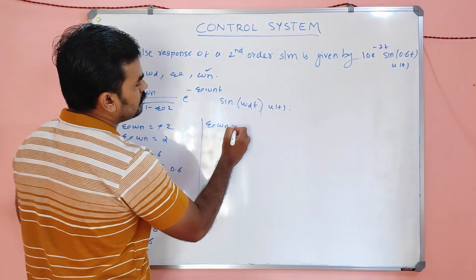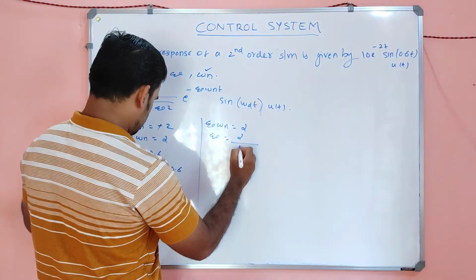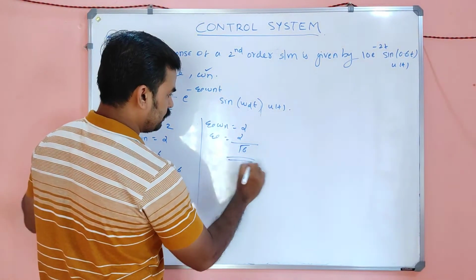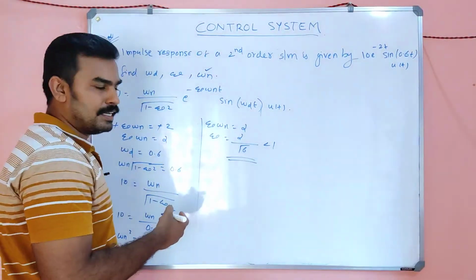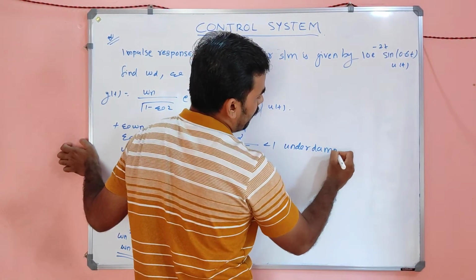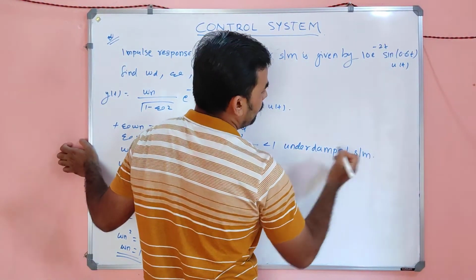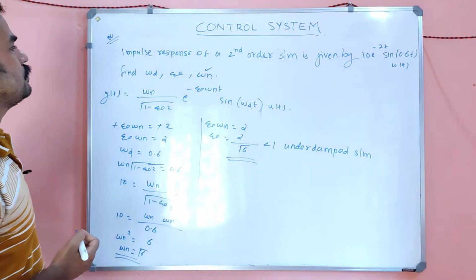Theta omega n is equal to 2, my dear. So theta will be 2 divided by root 6. Of course it will be less than 1, so it is an underdamped system. So you got theta also.